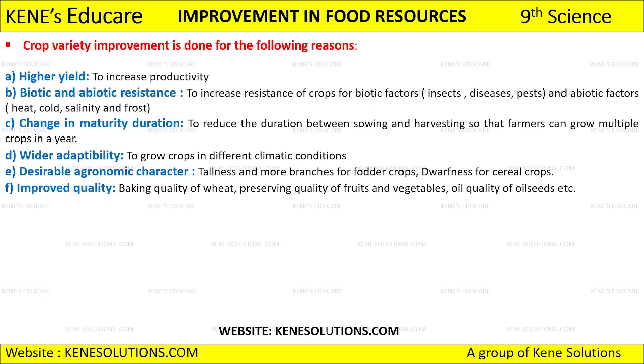After this crop variety improvement, we discussed the reasons why different types of crop varieties are grown. The first reason is higher yield. Second is biotic and abiotic resistance. Third is change in maturity duration. Fourth is wider adaptability. Fifth is desirable agronomic character. And lastly, we have improved quality. So these are the six different reasons why crop varieties need to be grown, right?